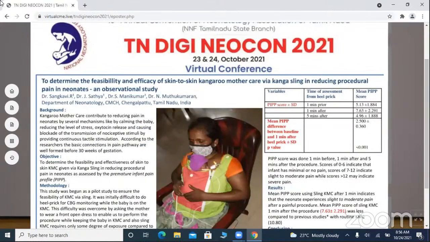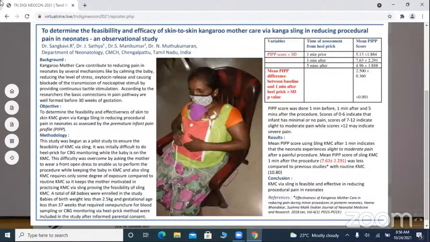I am Dr. Sangavi, final year postgraduate from Chengalpet Medical College. My poster is based on an observational study which is done to determine the feasibility and efficacy of skin-to-skin KMC via Kanga sling in reducing the procedural pain in neonates. It was conducted in the Department of Neonatology, Chengalpet Medical College, Chengalpet.